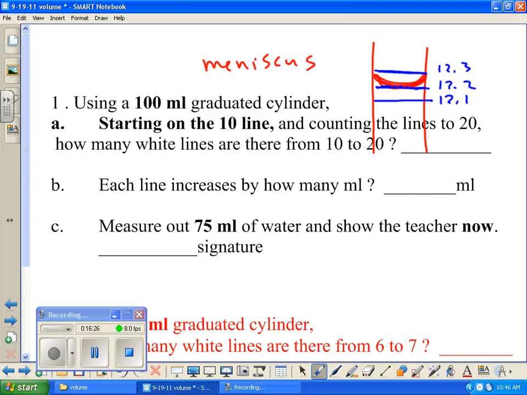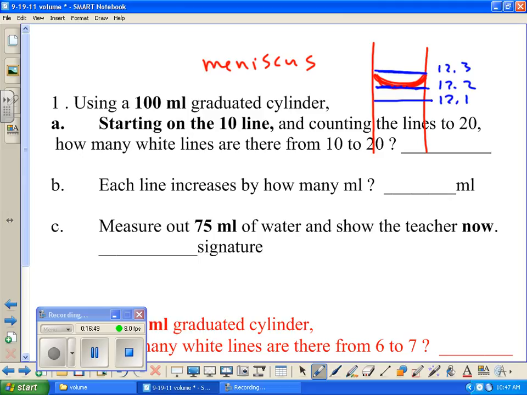Start at the 10 line. Put your finger on the 10 line. Count the lines and stop when you hit 20. Did you count the last line? Did you count the 20 line?